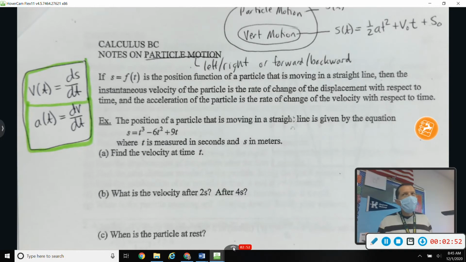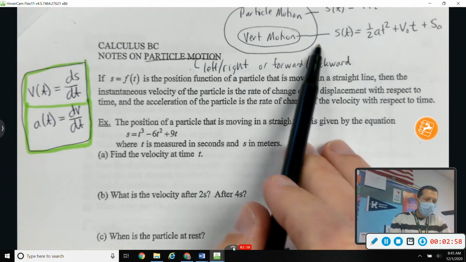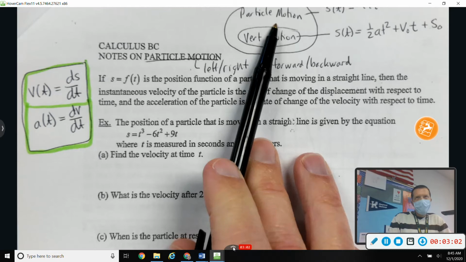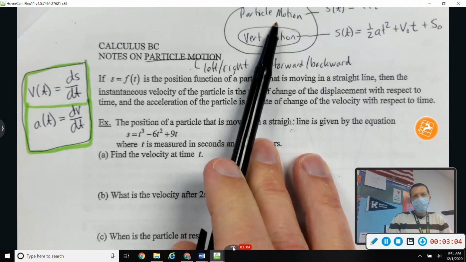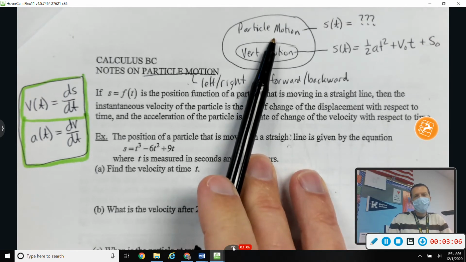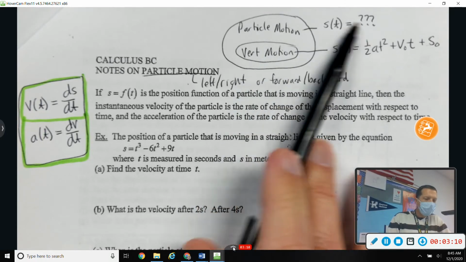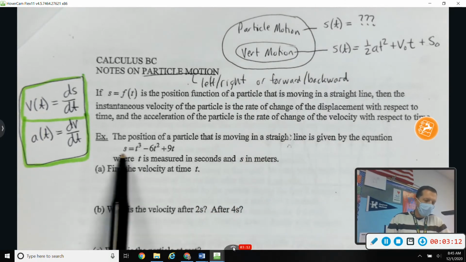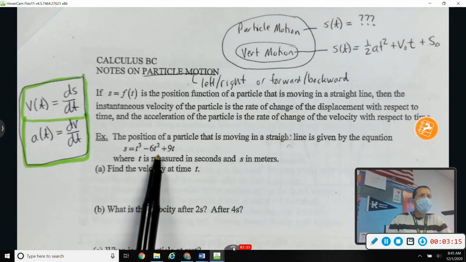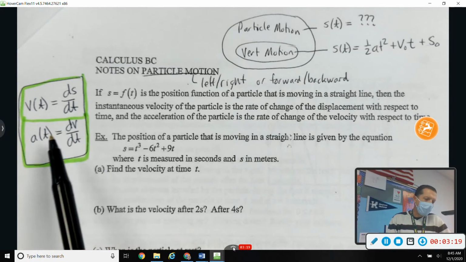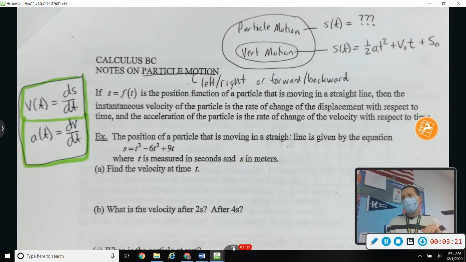So the big difference is the starting point, the starting equation. When it's vertical motion and gravity is involved, it's always this. When it's particle motion, we're almost always, I don't want to say always, but I can't think of a time when we don't, going to give you this position function. You can see it in that example right there. We'll give you the position function, and then you'll have to basically find velocity, find acceleration, and answer whatever questions go with it.